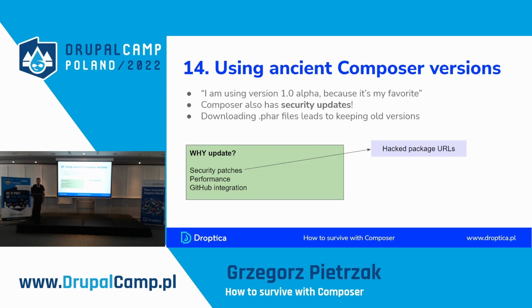So point 14 is using ancient Composer versions. And this is very common, because if we have some Docker images or some PHAR files in repositories, usually those are not updated and not changed, and they are just working, so we don't care about it. And it's very important to know that Composer also has security updates, actually a lot of them. And if you forget about updating Composer, for example, some of your package URLs can be hacked.